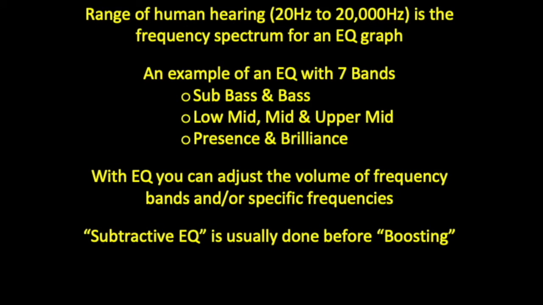So here are the main takeaways. The range of human hearing is well understood to be between 20 Hz and 20,000 Hz. The frequency spectrum can be organized into various bands. With EQ, you can adjust the volume of an entire frequency band, or you can adjust the volume of a specific frequency. And it's a common practice to do subtractive EQ before boosting.